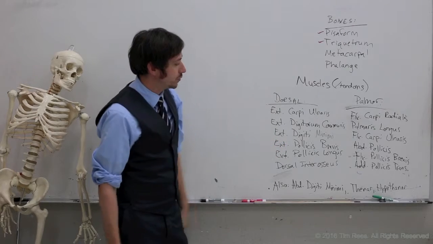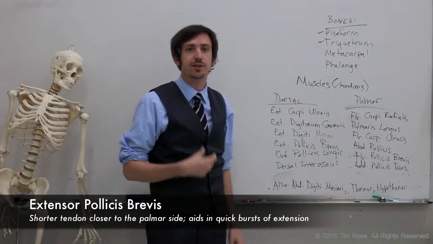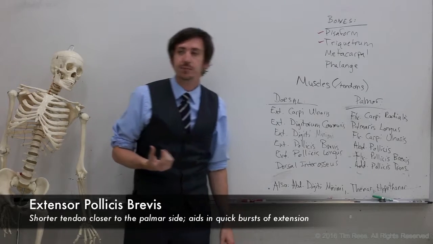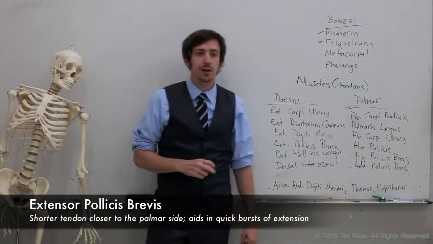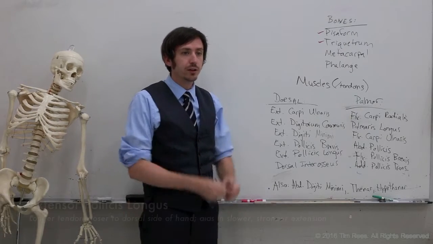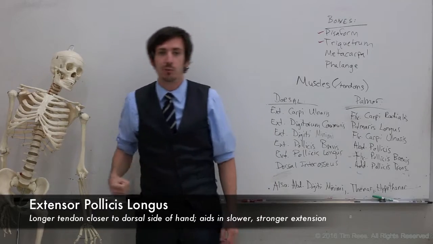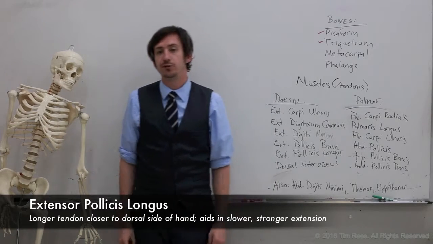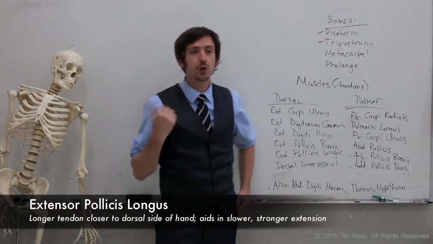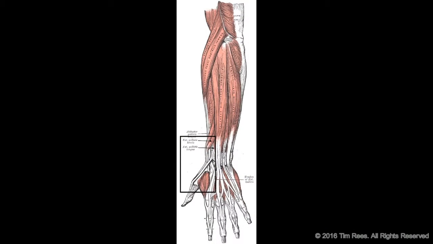Now, which one is brevis and which one is longus? Well, brevis translates to short. Longus translates to long. It's quite simply referring to how long the muscle and related tendon is. Longer muscles tend to give us more leverage, more power and strength, whereas shorter muscles tend to be responsible for quicker motions. So often we'll see a brevis and a longus, one for quick movements, one for long, powerful movements.